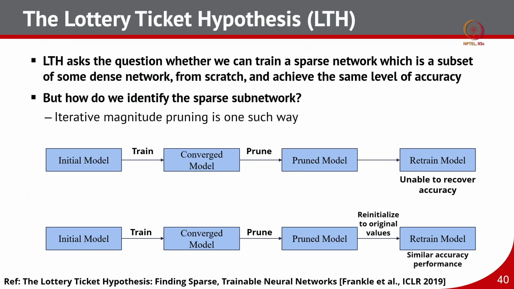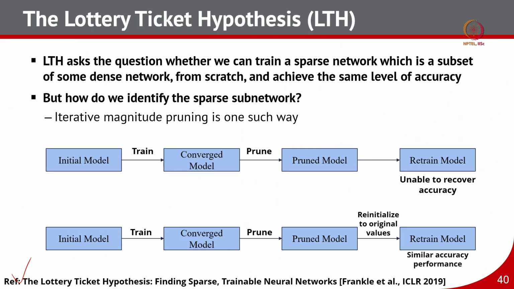Now, with that let us discuss something called the lottery ticket hypothesis. So, this is a very famous pruning technique. You can go and read the paper to know more. In this lecture I will just give you a brief overview of the lottery ticket hypothesis. The lottery ticket hypothesis asks the question whether we can train a sparse network, which is a subset of some dense network, from scratch and achieve the same level of accuracy. But then the question is how to identify the sparse network.